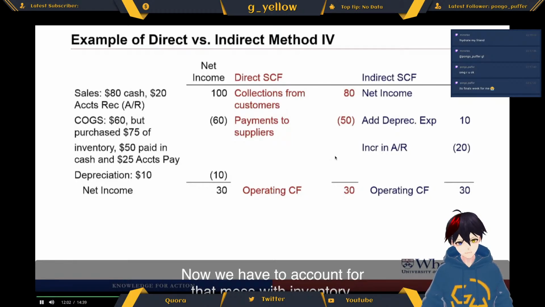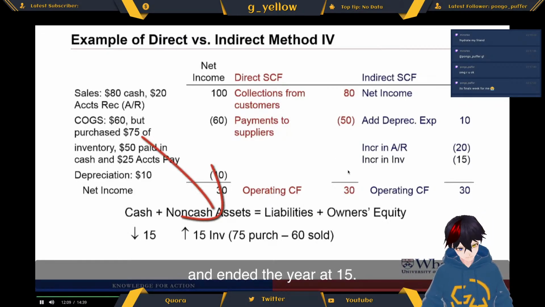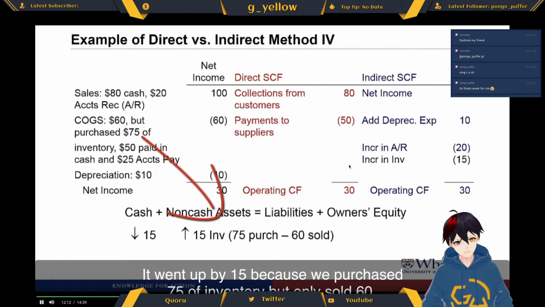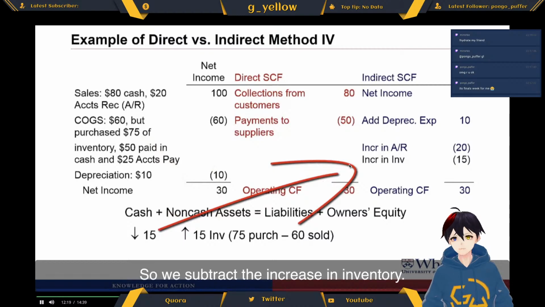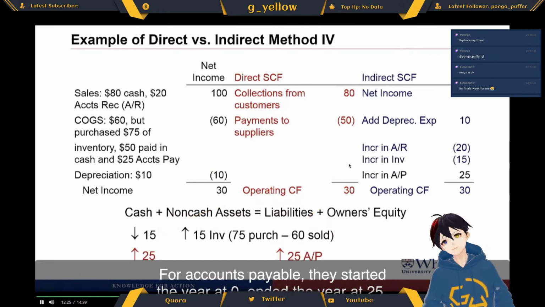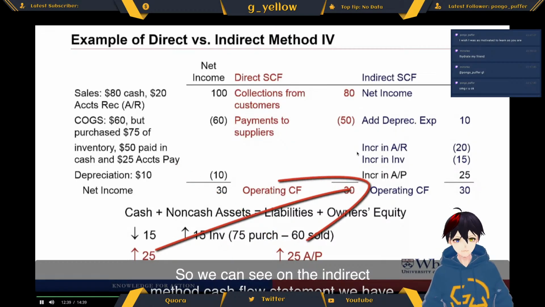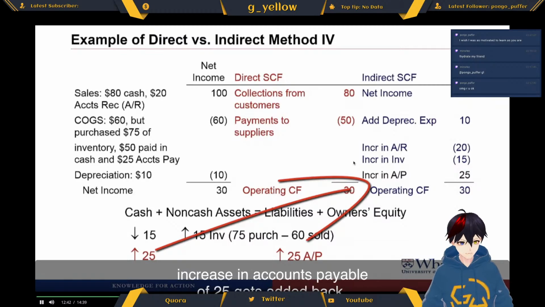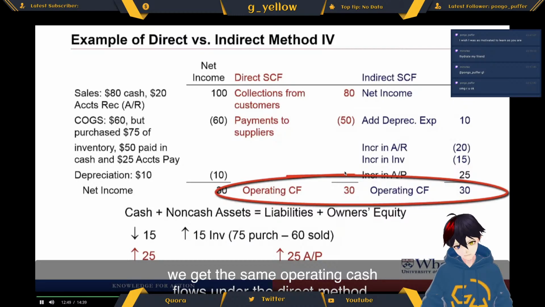Now we have to account for that mess with inventory. What happened was our inventory started the year at 0 and ended the year at 15. It went up by 15 because we purchased 75 of inventory but only sold 60. If a non-cash asset goes up, we subtract it on the cash flow statement, so we subtract the increase in inventory. For accounts payable, they started the year at 0 and ended the year at 25, so this liability goes up by 25. That's on the other side of the equal sign, so cash has to go up by 25 to make this balance. So we can see on the indirect method cash flow statement, the increase in accounts payable of 25 gets added back. When we add everything up, we get the same operating cash flow as under the direct method.